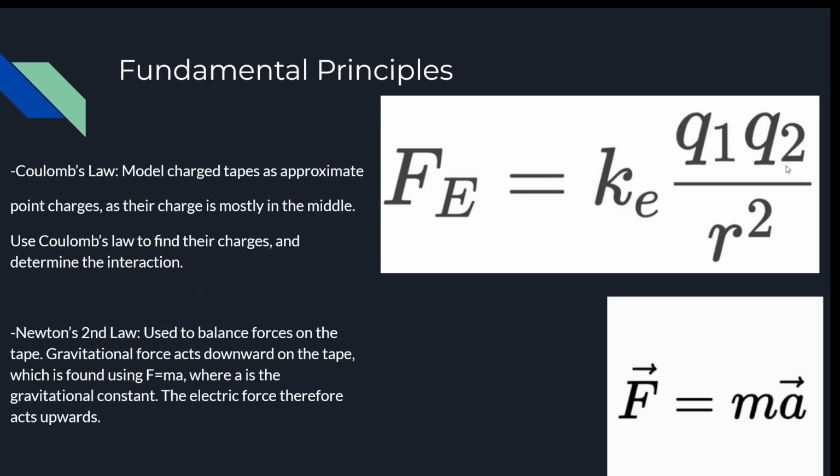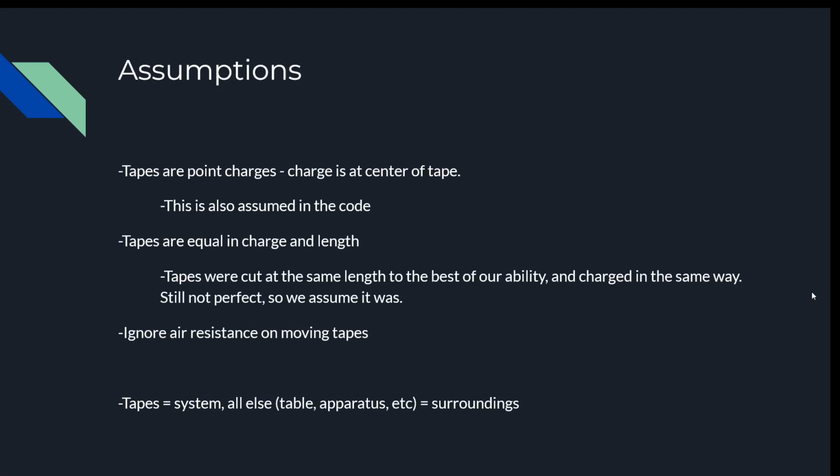So the fundamental principles used for this lab were Coulomb's law and Newton's second law. Coulomb's law because we model the charge tapes as approximate point charges, as their charge is mostly in the middle, and use the law to find their charges and determine the interaction between them. And then Newton's second law was used to balance the forces on the tape, as gravitational force acts downward, and electric force acts upward, and they cancel each other out.